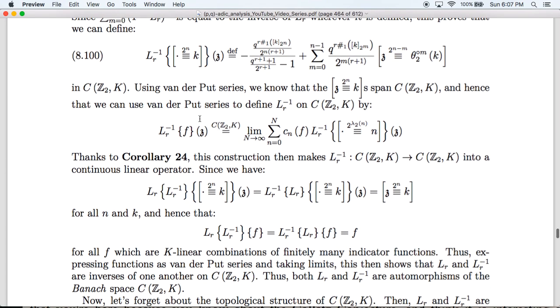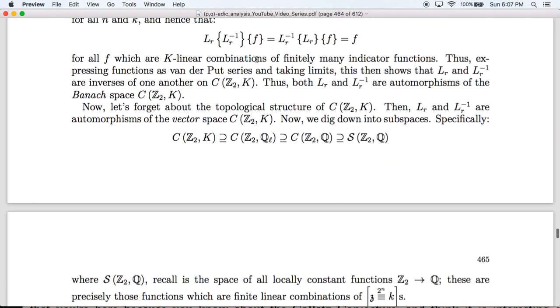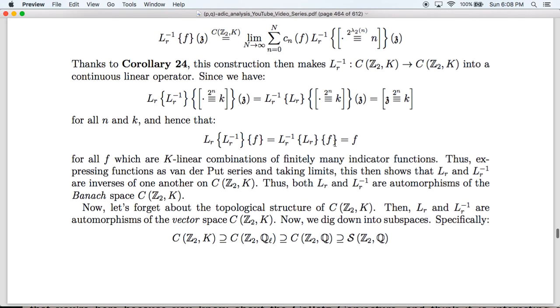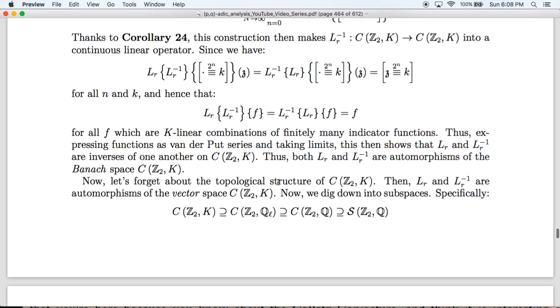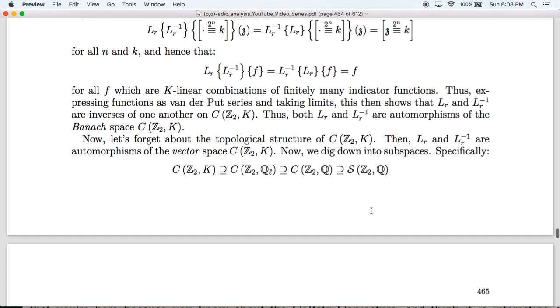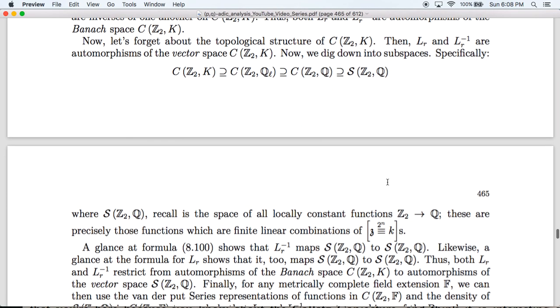And so in particular, by this formula, we have that LR inverse is defined on the space of locally constant functions taking values in Q. So that means for the restrictions of LR and LR inverse, we go from this space to this space, and we have an automorphism. And then the even more fun part.